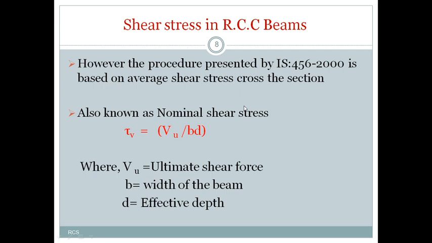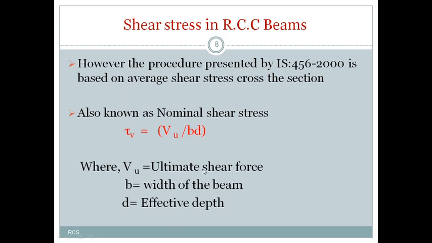We are not considering the first case, that is the homogeneous case. We are not considering the shape in the second case, that is the heterogeneous case. But the code has given, for simplicity of calculation, a rectangular distribution. The shear stress in this rectangular distribution is the average shear stress, or I can call it a nominal shear stress. That average or nominal shear stress can be calculated using this formula, that is Vu by bd. Here Vu is nothing but the ultimate shear force, I can say factored shear force, and b is the width of the beam and d is the depth of the beam.